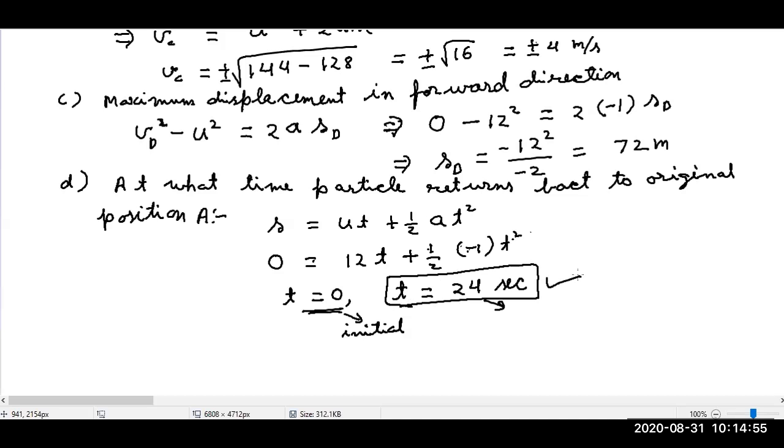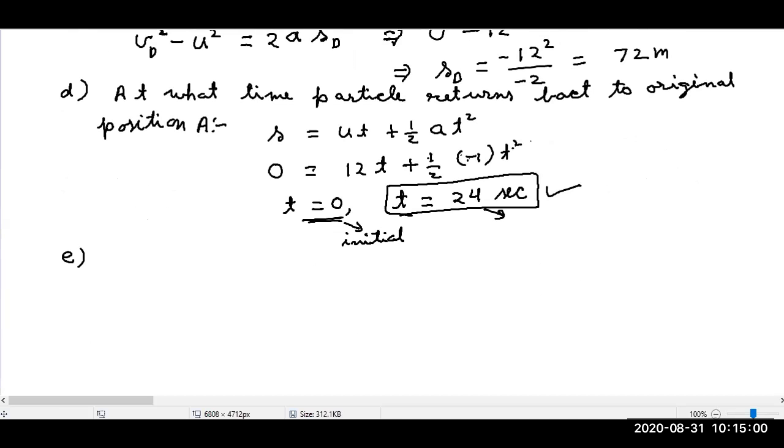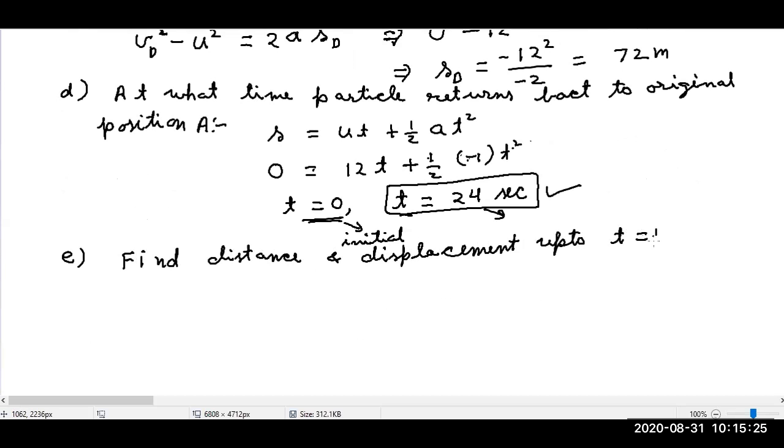Okay, one more question we will add in it. What is the displacement and distance up to 16 seconds? Find distance and displacement up to t equal to 16 seconds.